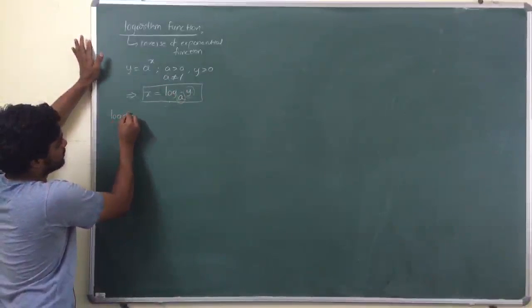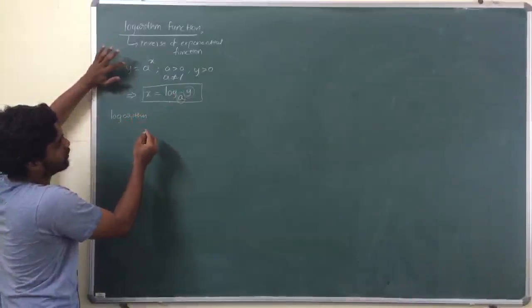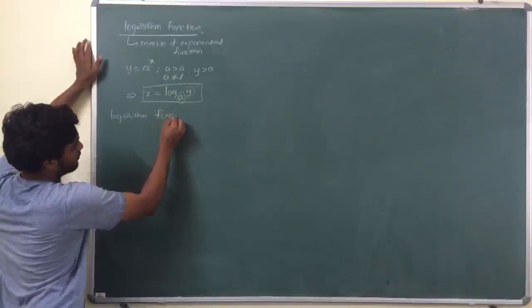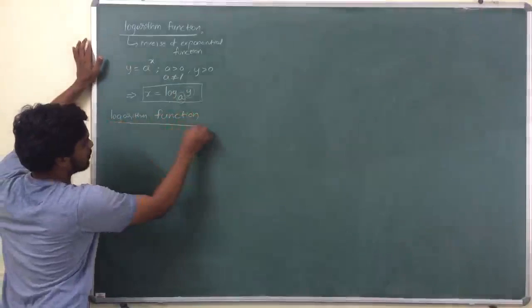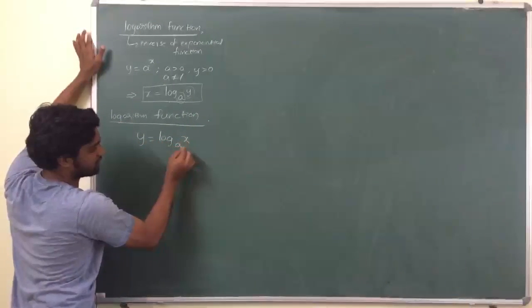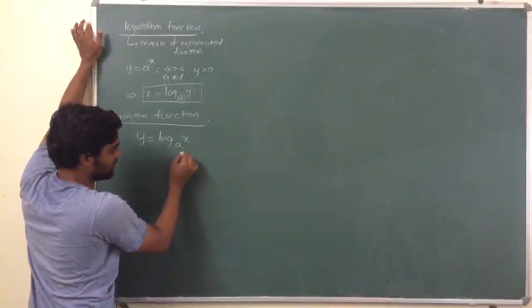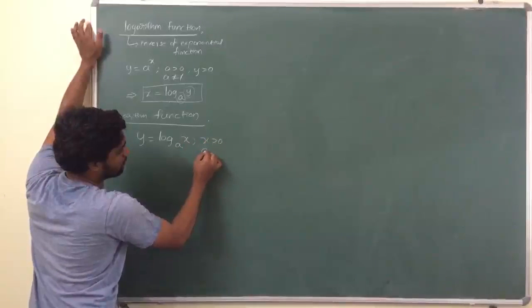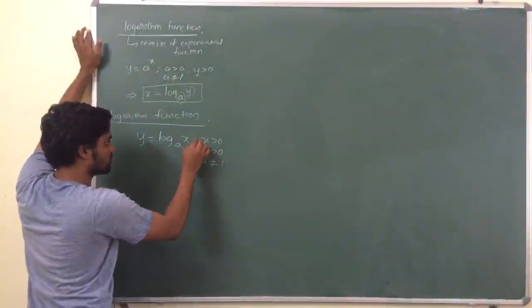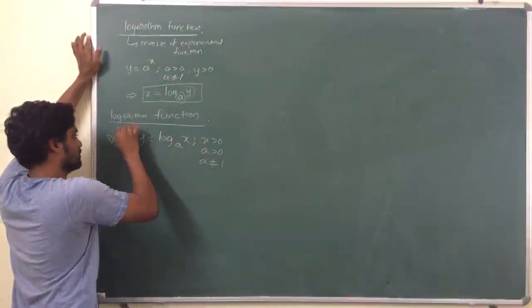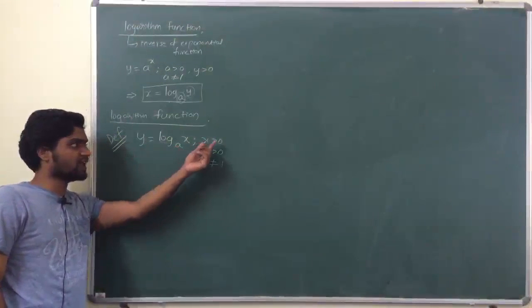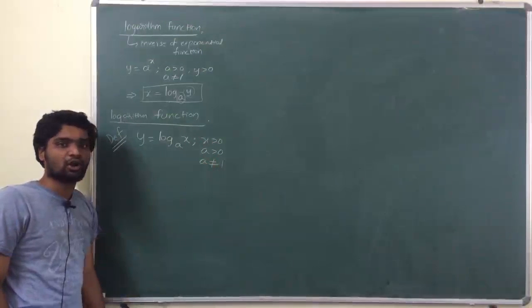Now, I'll write the logarithmic function. This is the exponential function. Logarithmic function: y is equal to log x base a, where x is greater than 0, a is greater than 0, but a is not equal to 1. So this is the definition of the logarithmic function.